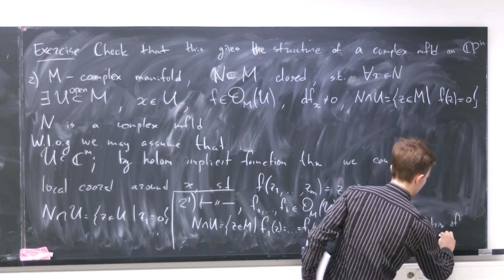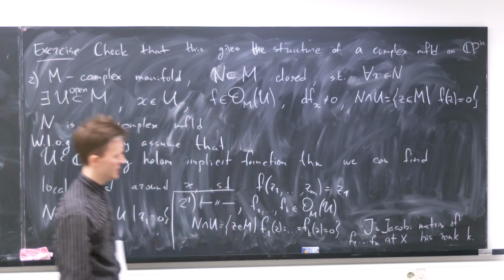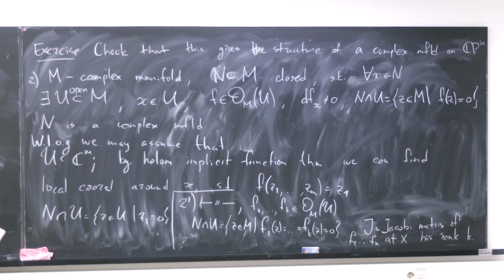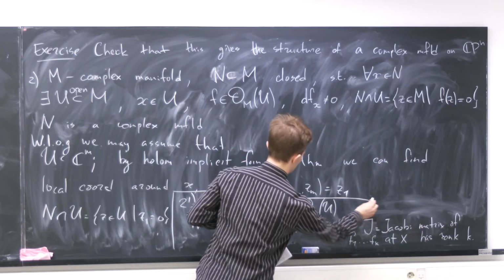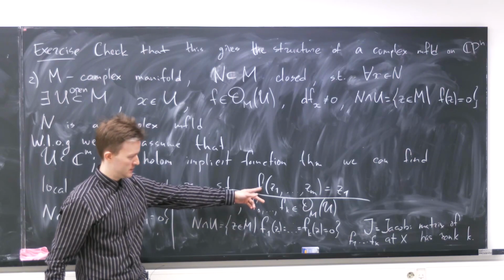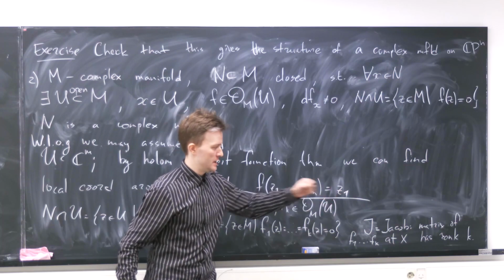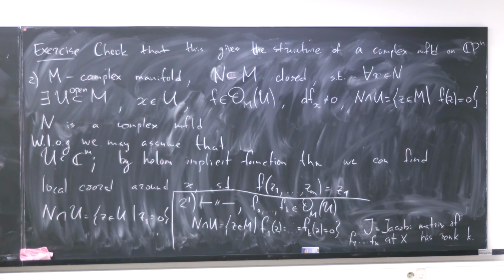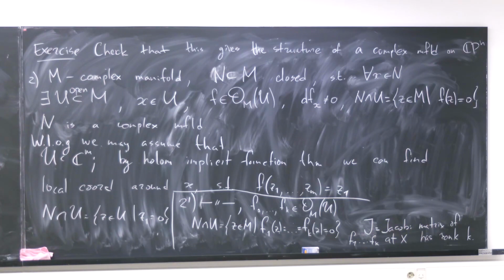Has rank k. And then we argue as before, but instead of this one, somehow we can find local coordinates so that in those coordinates f_i is just equal to z_i, right? And then again we get just some linear subspace in this C^m defined by this condition, and this is also obviously a complex manifold.